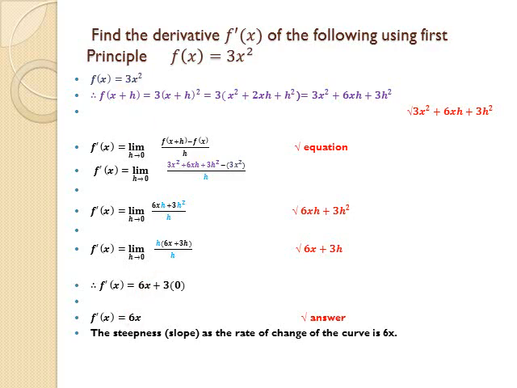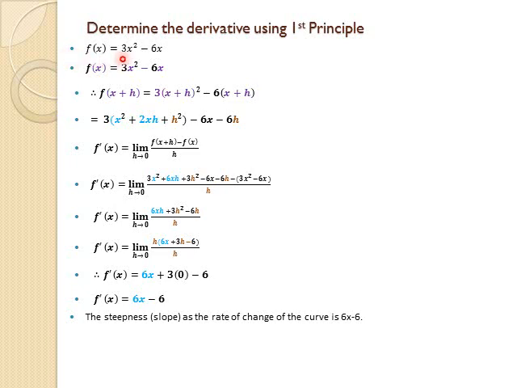Right, let's look at the second example. So f(x) equals 3x squared minus 6x. Right, so that's what's given to us. They want first principle. So first I have to get f(x plus h). So wherever I have an x, I have to substitute x plus h. So that becomes (x plus h) squared minus 6 times (x plus h). Right, x times x is x squared. X times h times 2 gives me 2xh. H times h is h squared. Then minus 6 times x is minus 6x, minus 6 times h is minus 6h.